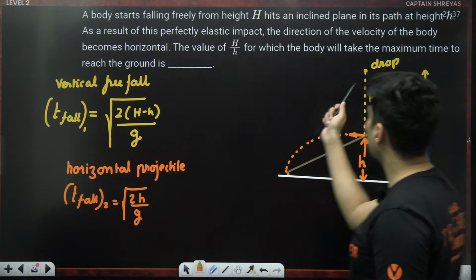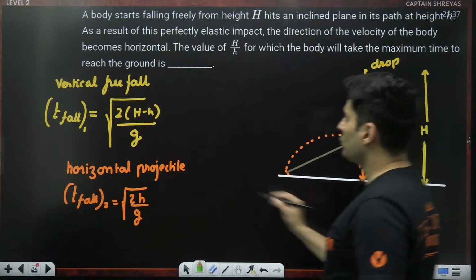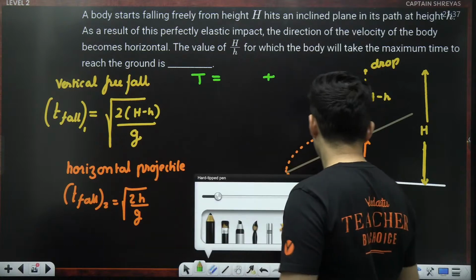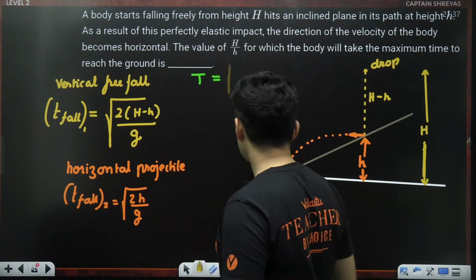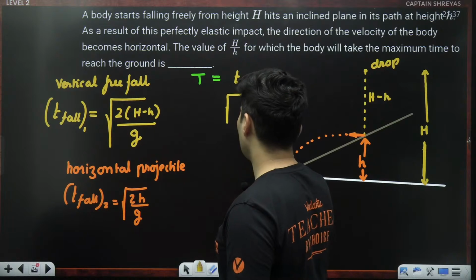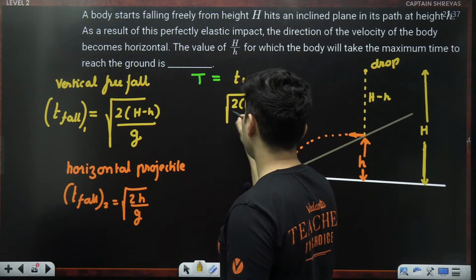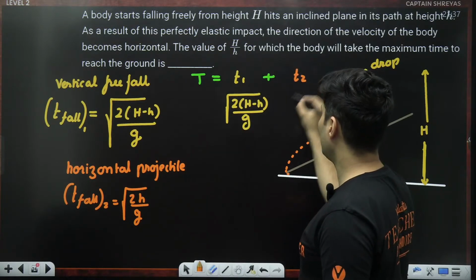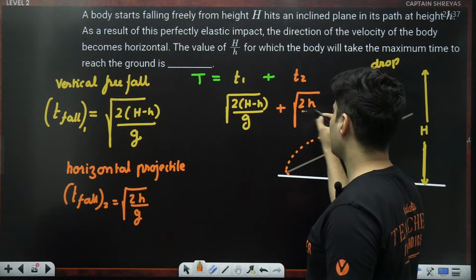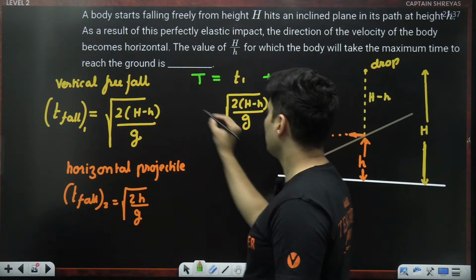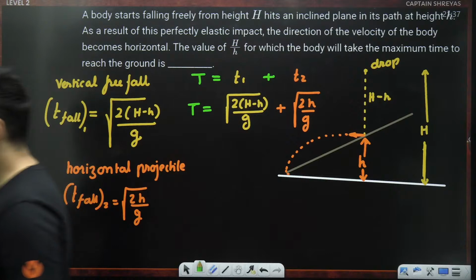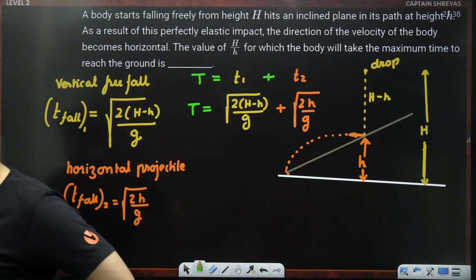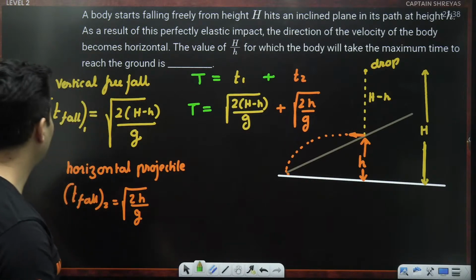Question is the total time, maximum time should be taken totally. So the total time will be an addition of two things. First is the time taken in the first case, which is root of 2(H minus h) by g, and then this is t2, which is basically root of 2h divided by g. So this is basically your total time. Is that right, everyone?